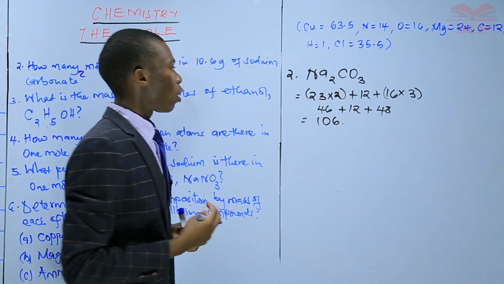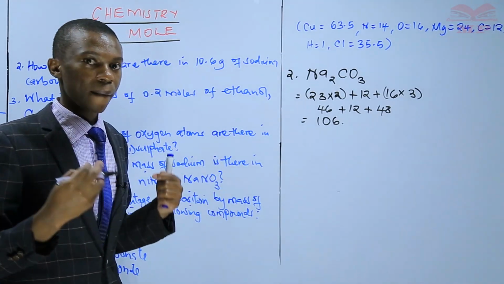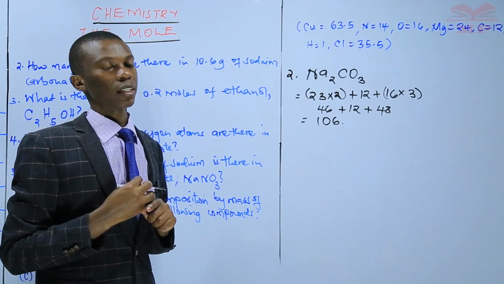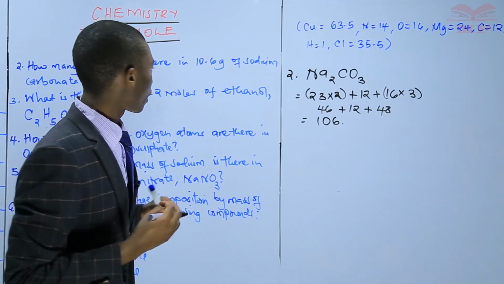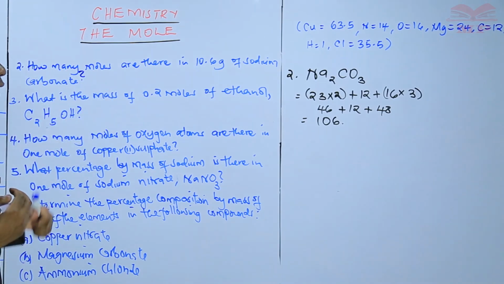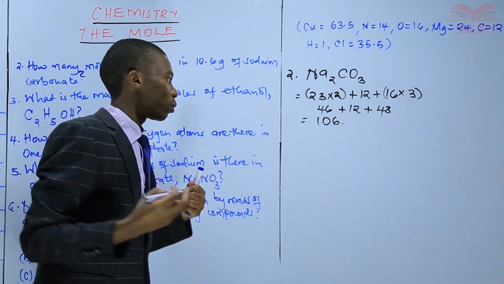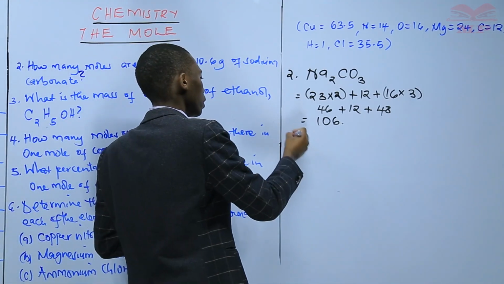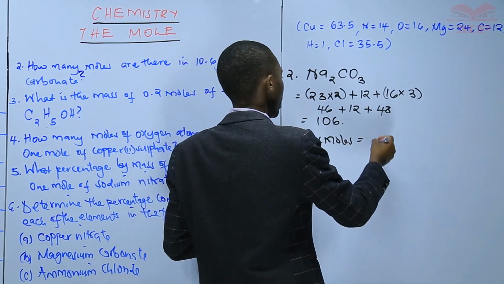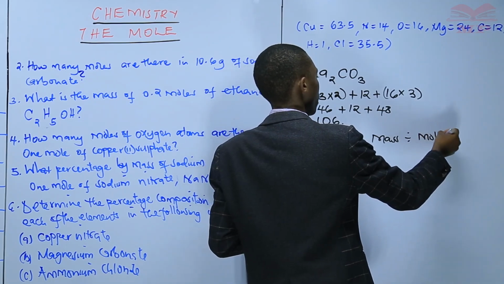So 106 is now the RFM, the relative formula mass. The relative formula mass of sodium carbonate is 106. Then in this case, we are calculating the number of moles. Remember again, when we are doing the relationship between the moles, the mass, and the molar mass, we said that the number of moles is given by the mass divided by the molar mass.